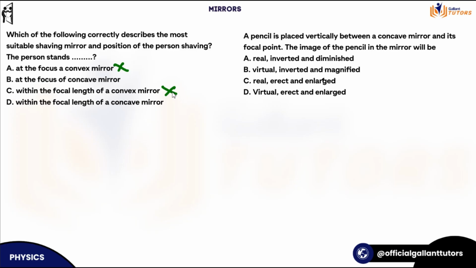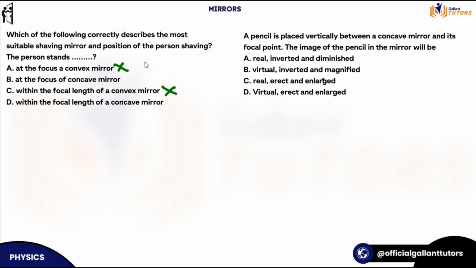And what is it? Can you try? Yes, it's diminished. And it's erect. Those are the two, and that's associated with this question. It means that the answer is a concave mirror, but we don't know where it's going to be. Is it at the focus or is it within the focal length?